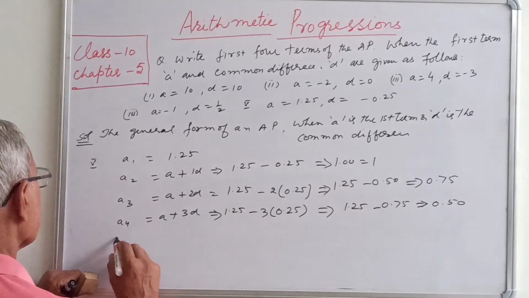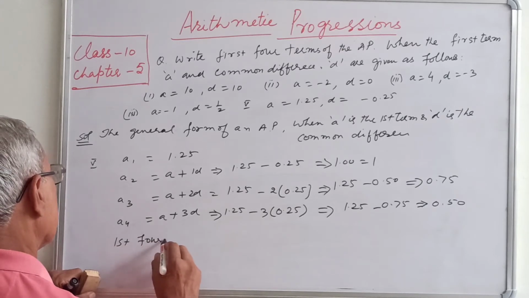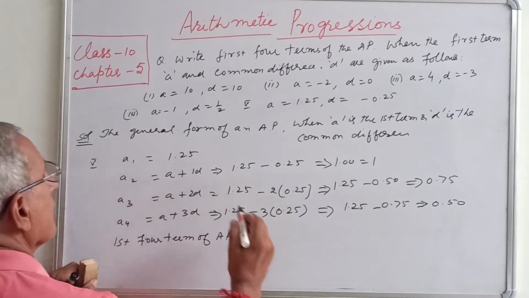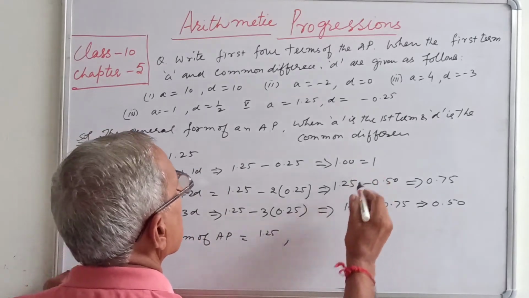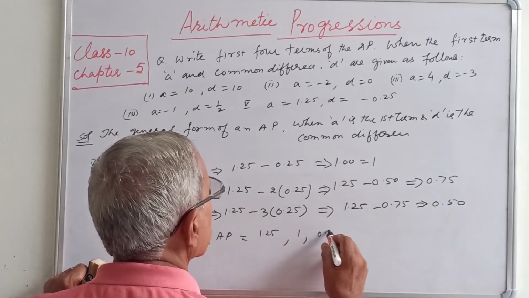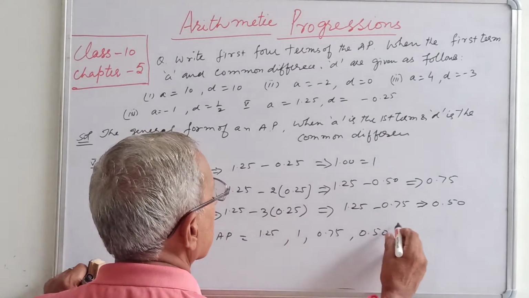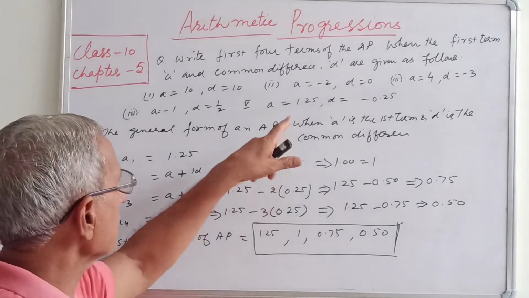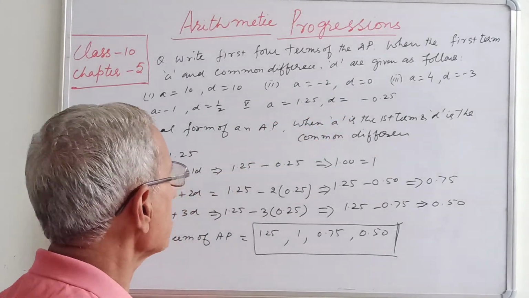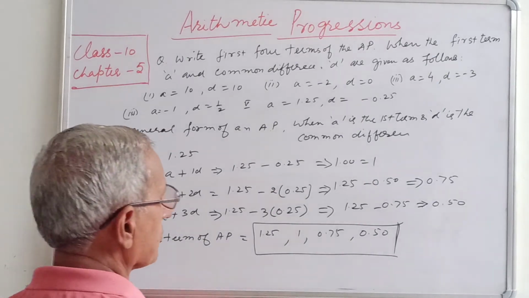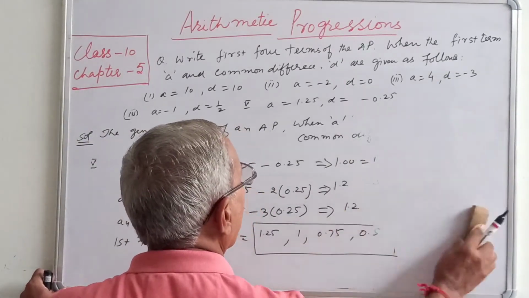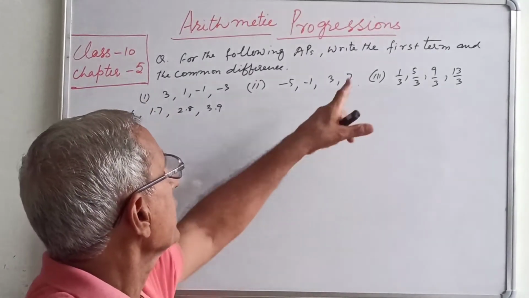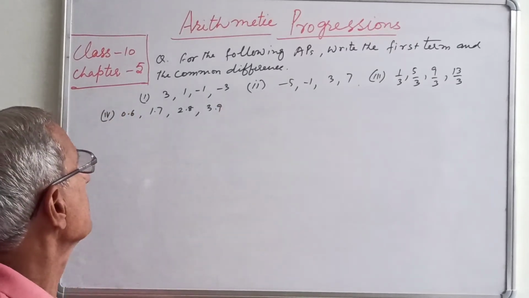Therefore, the first four terms of the given AP are 1.25, second is 1, 0.75 and 0.50. These are the first four terms of the given AP for a is equal to 1.25 and d, the common difference, is minus 0.25. Next question. The next question is, for the following APs, write the first term and the common difference.